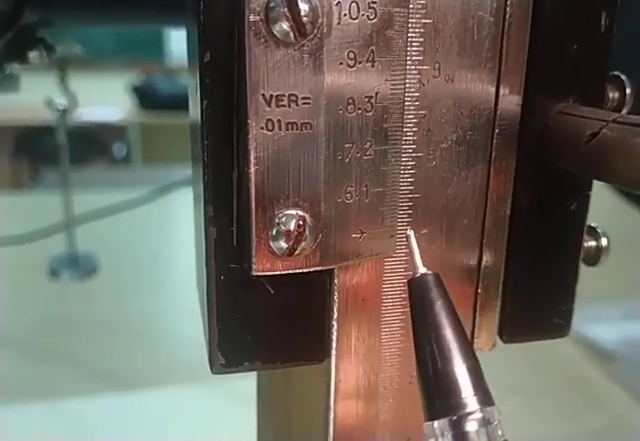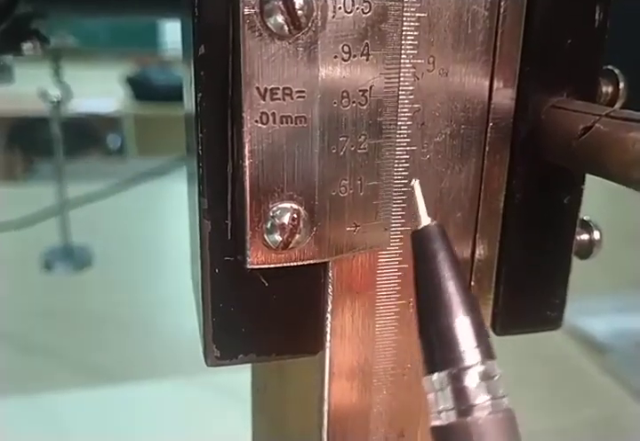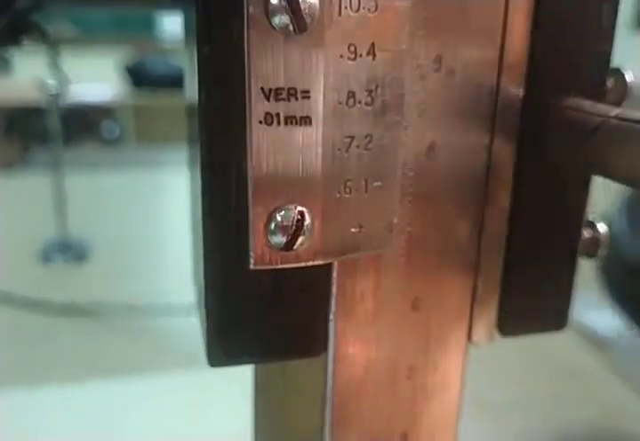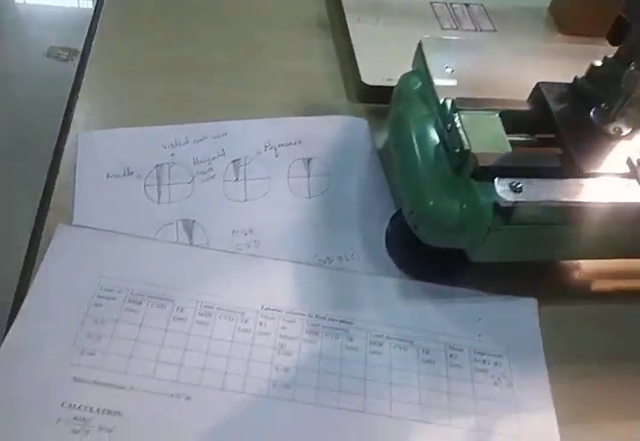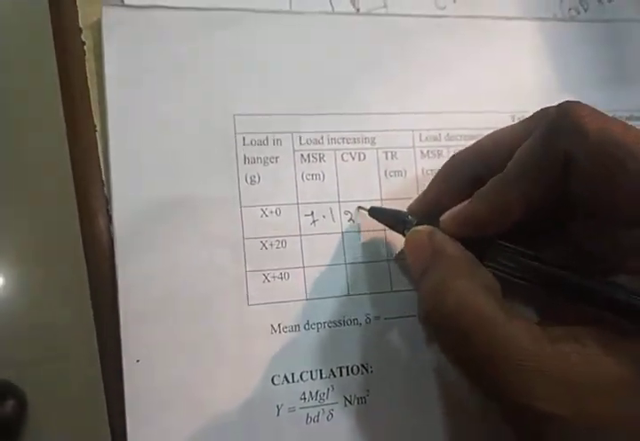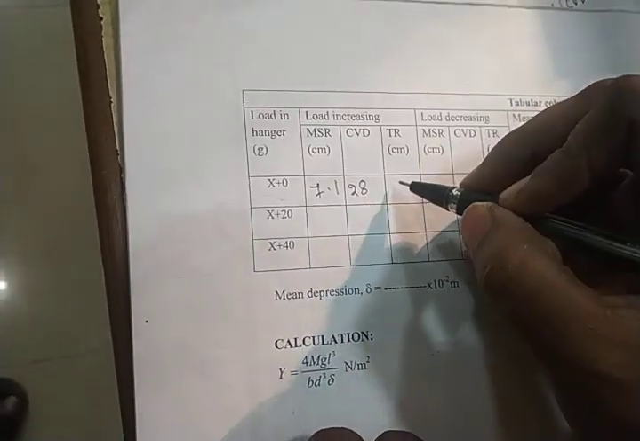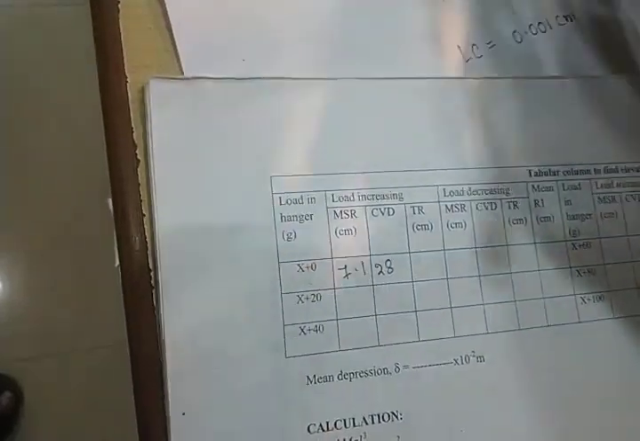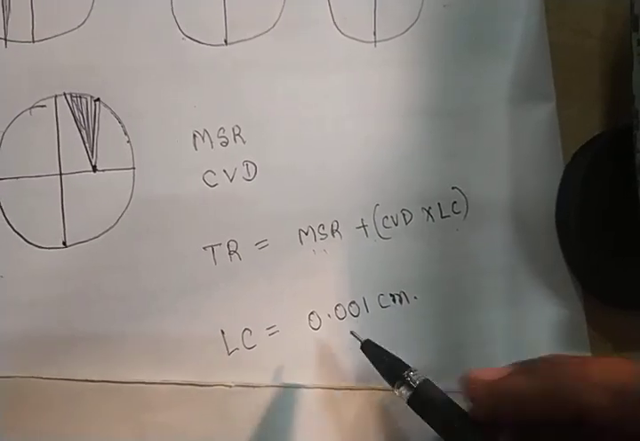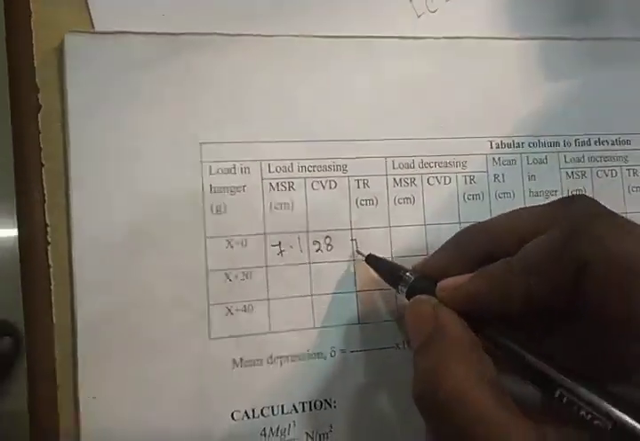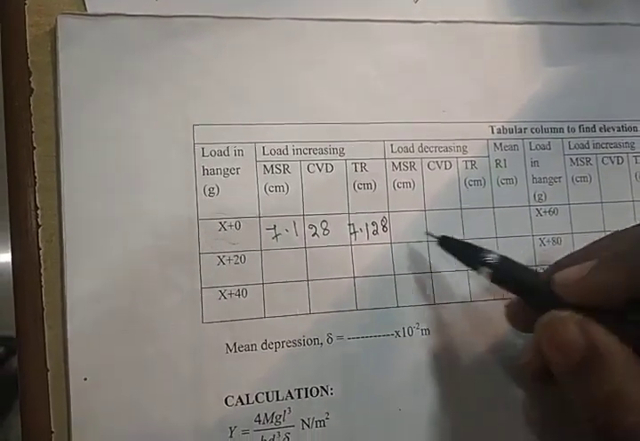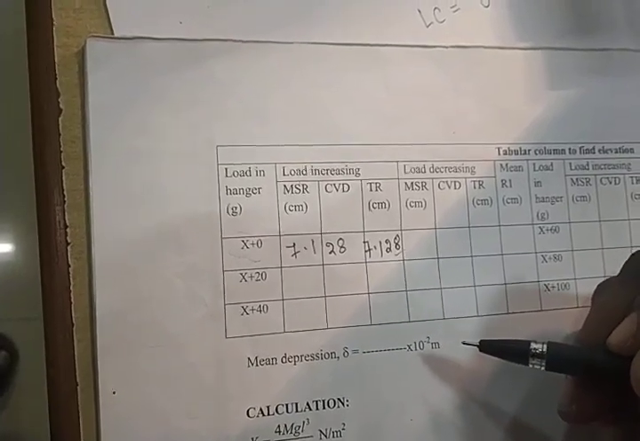Now we are getting 7.1 as the MSR. For my observation, I am getting 28 as the CVD. Then you just mention 7.1 is the MSR and 28 is the CVD. Then what is the total reading? We should go with the formula: total reading is equal to MSR plus CVD into least count. Using this, if you calculate, we'll get 7.128. This is the way you have to read the MSR and CVD for each trial.